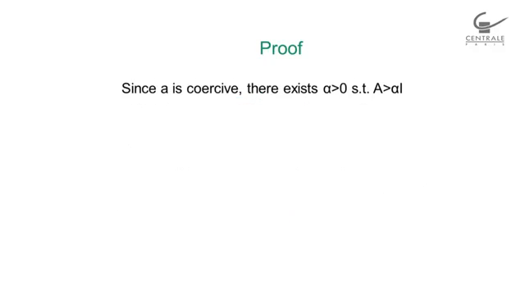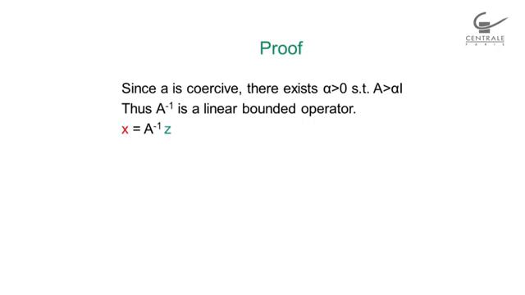Since a is coercive, there exists a constant alpha such that A is greater than alpha I. Now, A inverse is a linear bounded operator. x can be defined as A inverse z. So, as you can see, we can find one solution, and this is the only solution we can find.